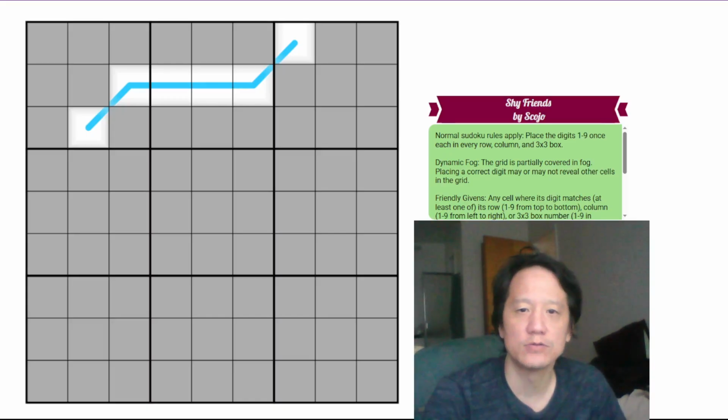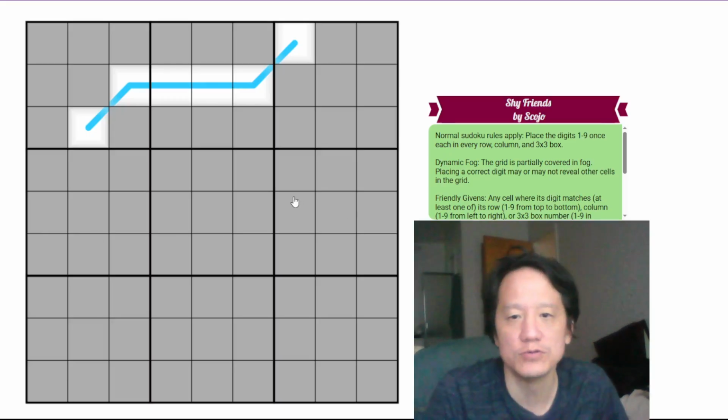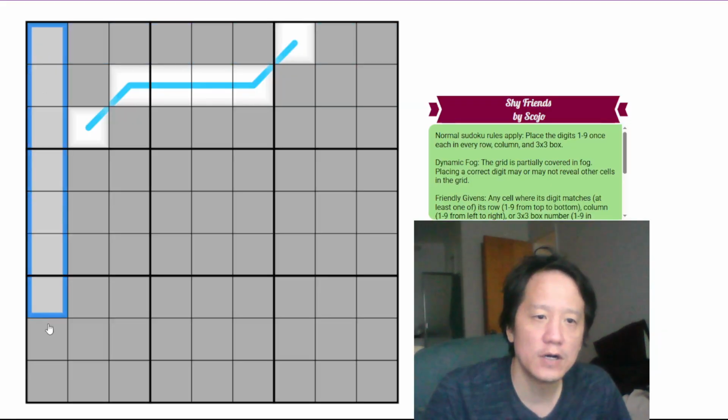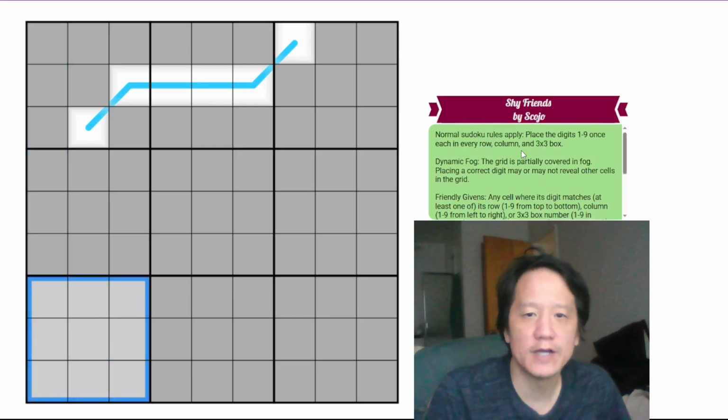And here are the rules. Normal Sudoku rules apply, which means place the digits 1 through 9 once each in every row, column, and 3x3 box. We have dynamic fog.